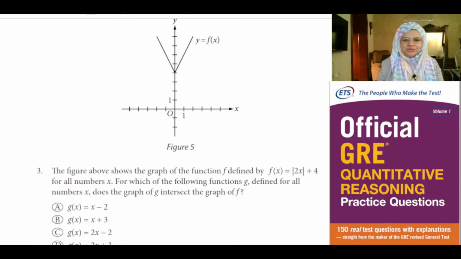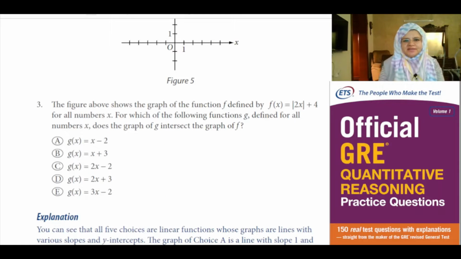The figure above shows the graph of the function f defined by f(x) = |2x| + 4 for all numbers x. For which of the following functions g defined for all numbers x does the graph of g intersect the graph of f?